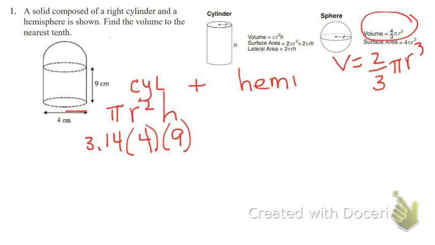Now, I've been using 3.14 instead of the pi button. Usually you need to read the directions to know which one of those things to do, but I'm using 3.14 for all of these. If you use the pi button, your answers will be a little different than mine, but actually more accurate. Usually on a test, it'll tell you what to use. Okay, so I get 113.04. That's just the volume of the cylinder if I were to fill up this part.